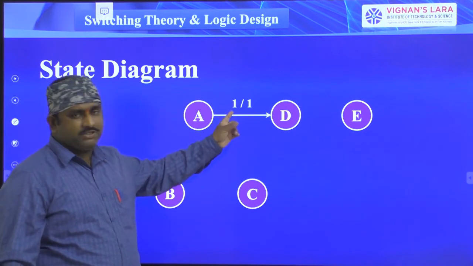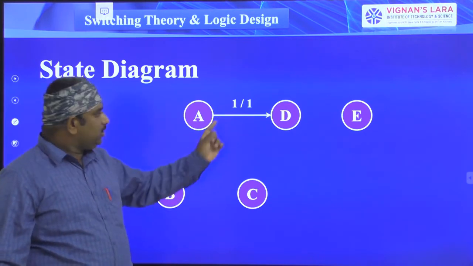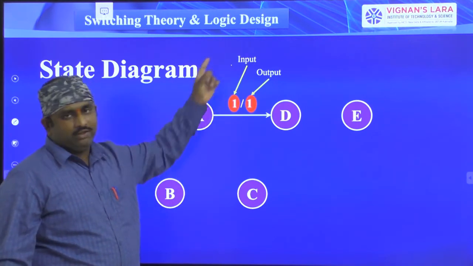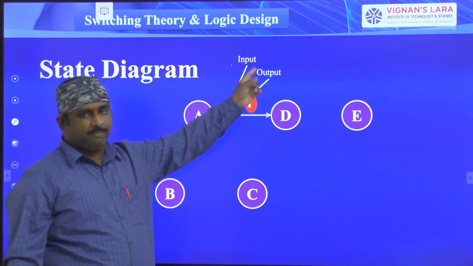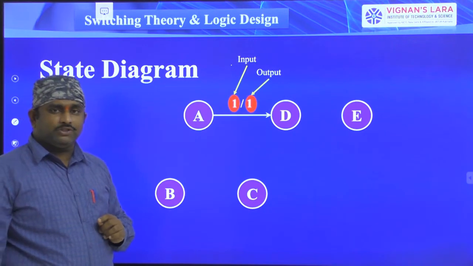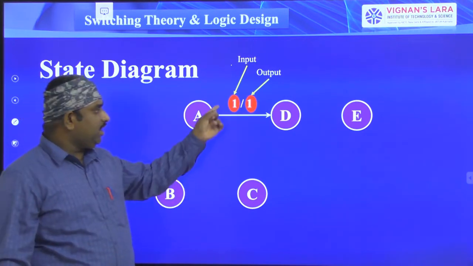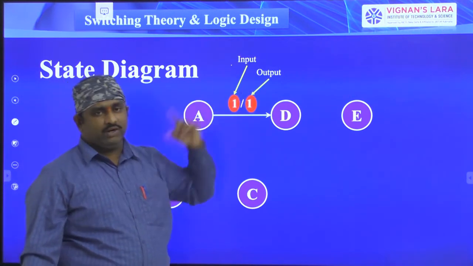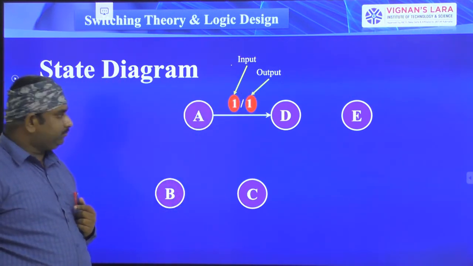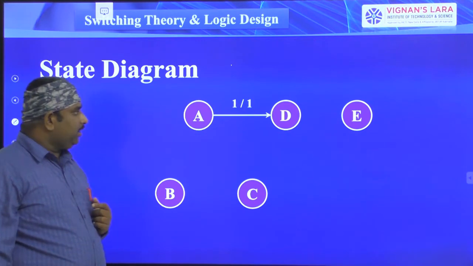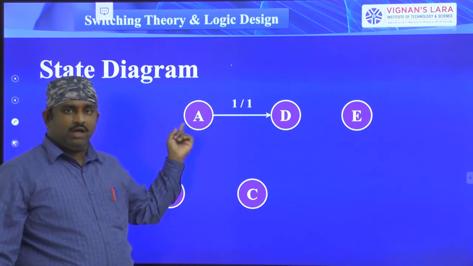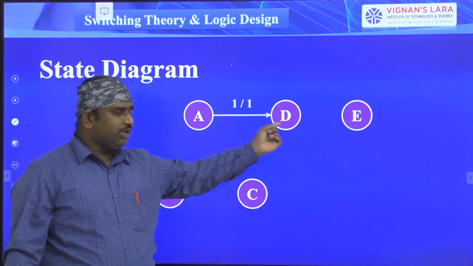Okay, here I have represented some 1 by 1 configuration. Here I am representing the input and output behaviors with 1 by 1, where the first one is representing the input and the second one is representing the output. Now, when input is equal to 1, the present state is A, next state is D.